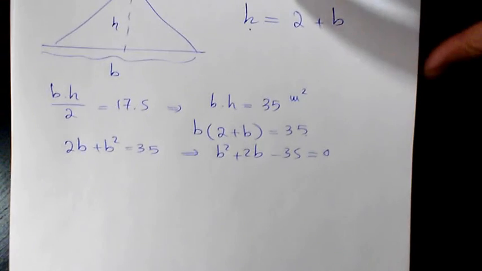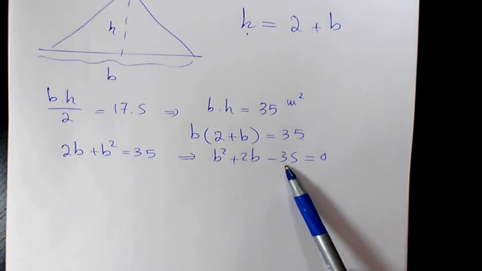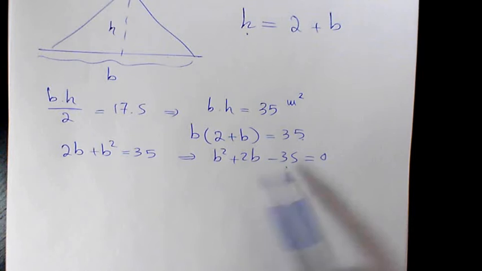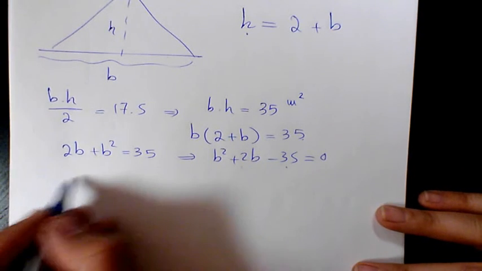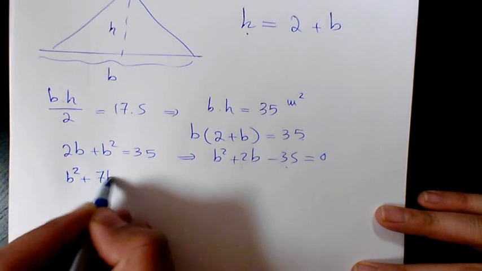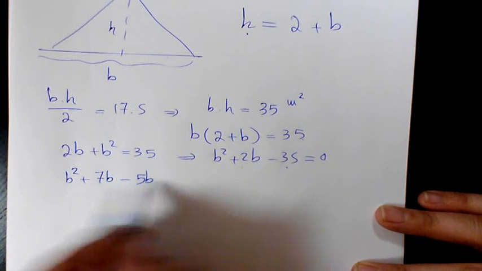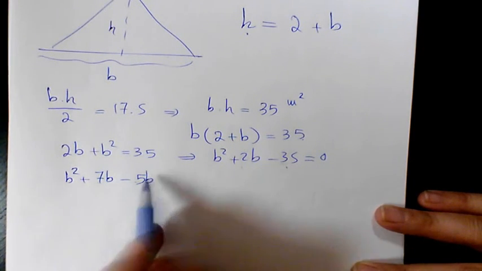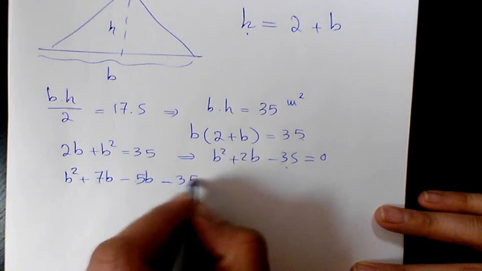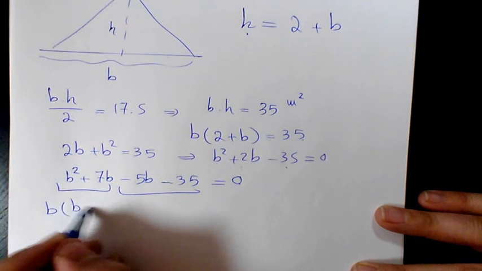Again, we can use the quadratic formula or factoring. Factoring is a lot easier. We are looking for two numbers that multiply to negative 35 and add to 2, which is going to be 7 and negative 2. 7 and negative 2. So it's going to be b squared plus 7 negative 5. Did I say negative 2? It's negative 5 I meant, because 7 times negative 5 is going to be negative 35. When you add them, it's going to be positive 2. So it's going to be like that, like that. You factor here.